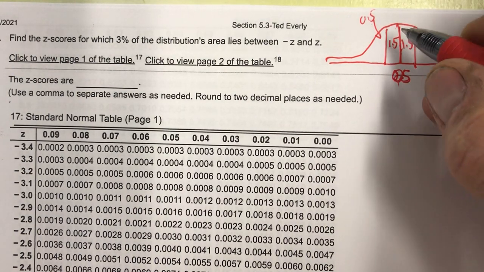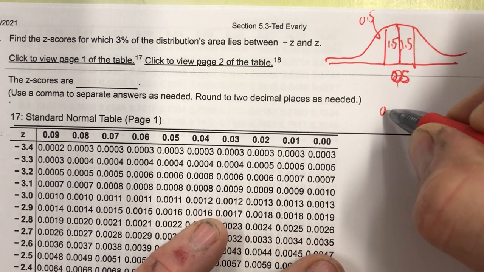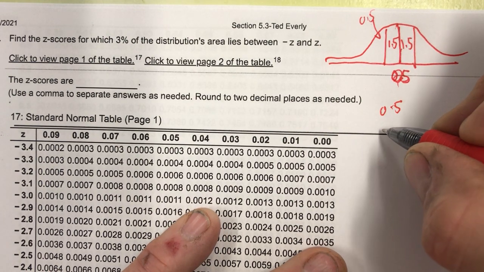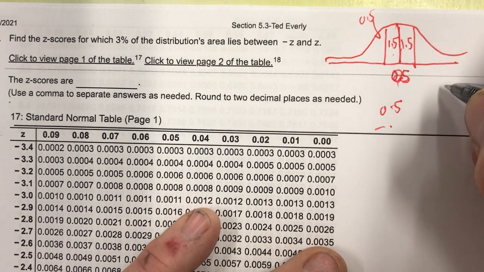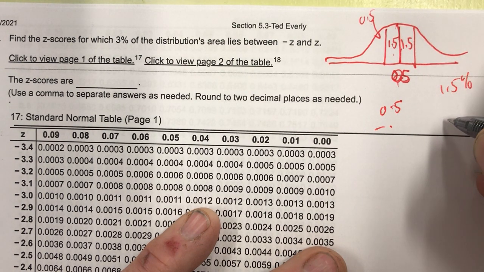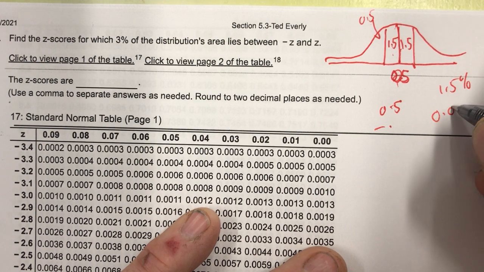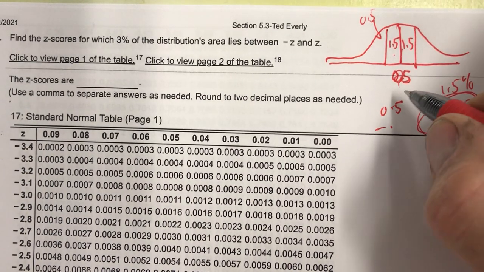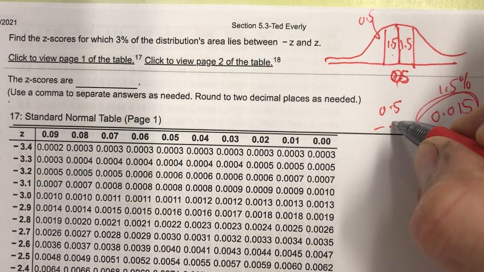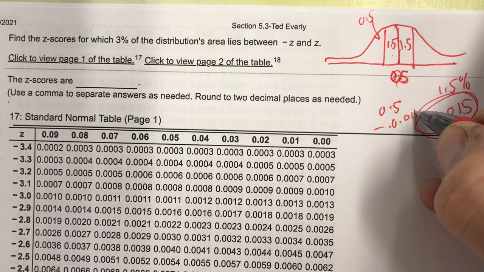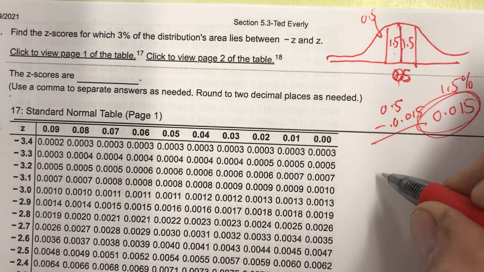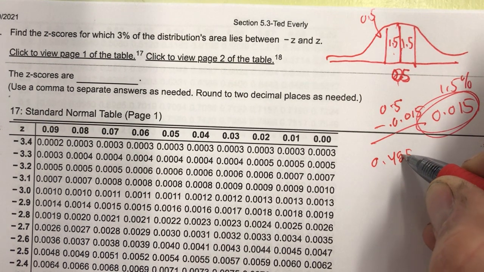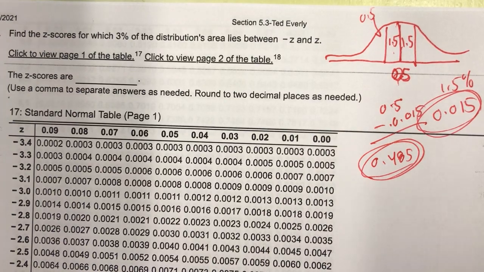All right, so that means if I do 0.5 minus 1.5%, which is 0.015, here's what I've got to look up. I'm sorry, I've got to do 0.5 minus that, which is going to be 0.485. And here's what I look up.